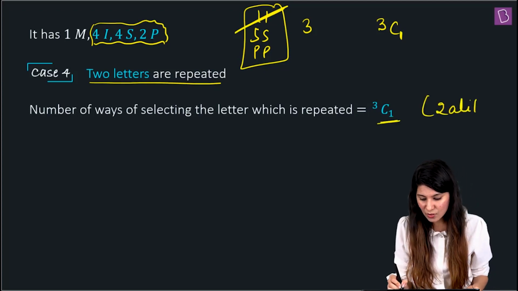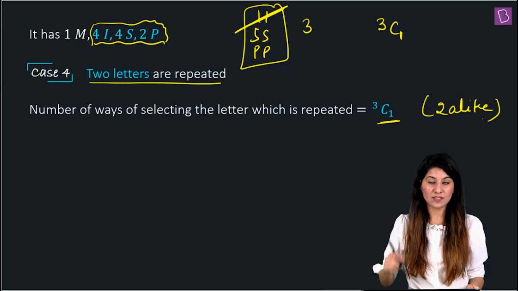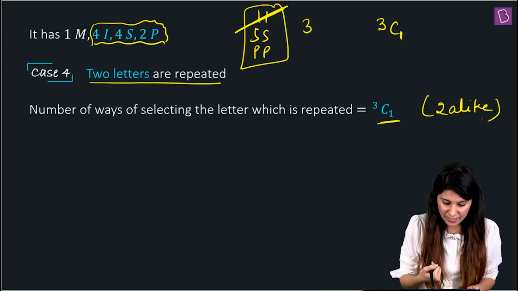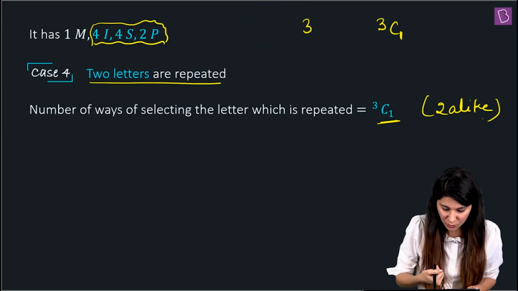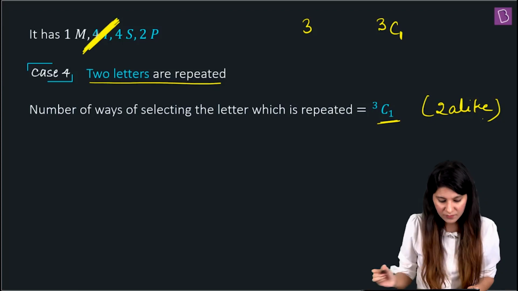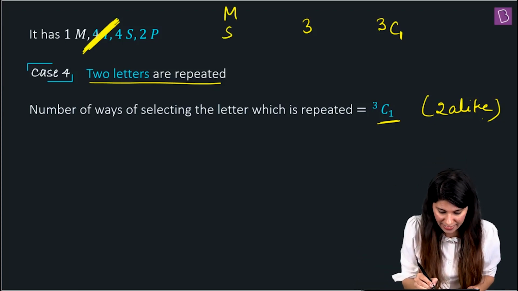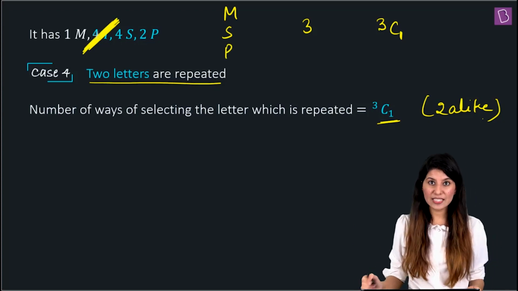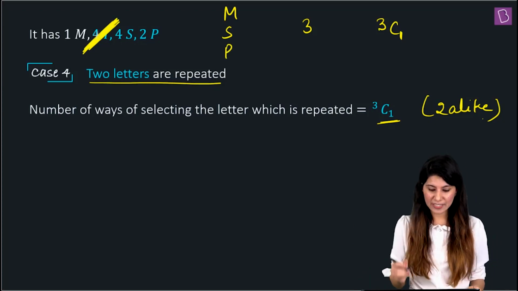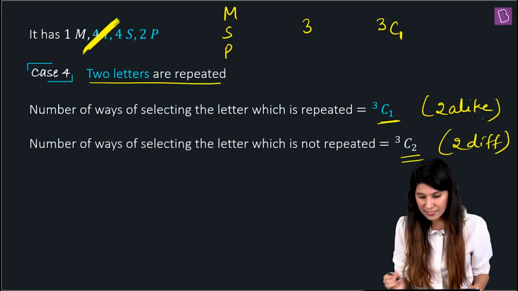2 alike letters you have selected. Now you have to select 2 more letters. That must be different, right? So now 1 is gone actually out of this. So for example, I is gone, right? So how many different letters can you see now? M, then S, and then P. 3 you can see. You want 2, right? 2 different letters. So 3C2 ways you can do it. 2 different, selection is done.